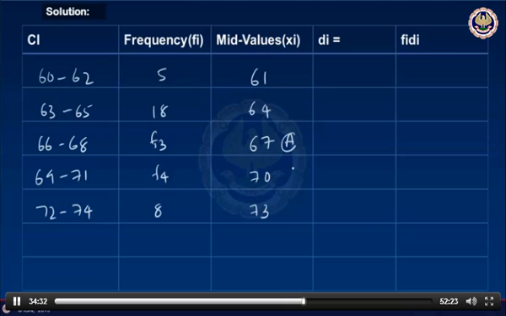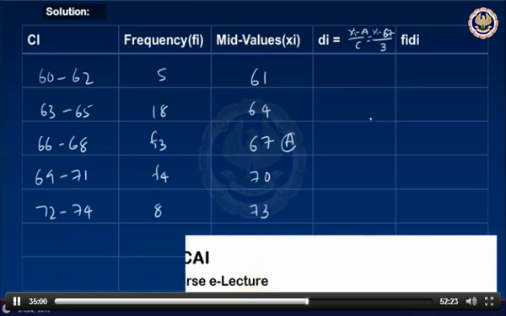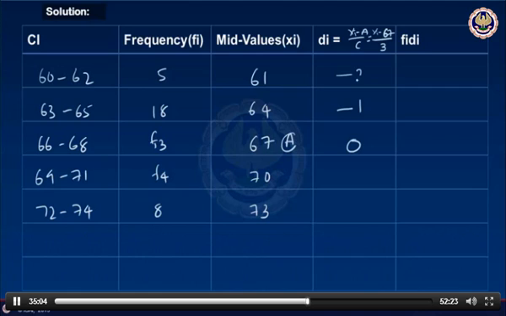We assume that A is 67, the assumed mean value, and the formula is D equal to xi minus A by C. In that case, here the assumed mean is 67, xi minus 67 by the class interval difference, which is 3. In that case we get 0, minus 1, minus 2, and 1 and 2. There is no need of calculating the sum of the deviations, and the total which is required is 5 plus 18 plus 8, which is 31, plus F3 plus F4, which is equal to 100.